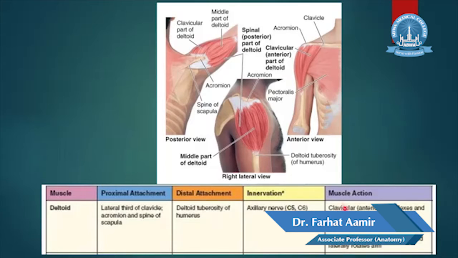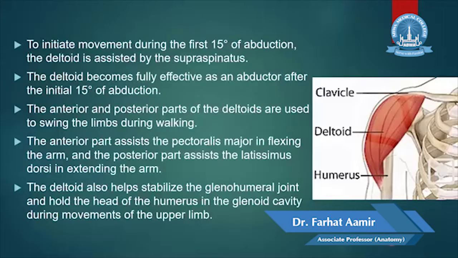There are different functions of all parts of the deltoid. First of all, the anterior part, which is originating from the clavicle, flexes and medially rotates the arm. The acromial or the middle part abducts the arm, and the spinal or the posterior part extends and laterally rotates the arm. So it is doing flexion, medial rotation of the arm, abduction of the arm, which is the main function, and extension and lateral rotation of the arm also.